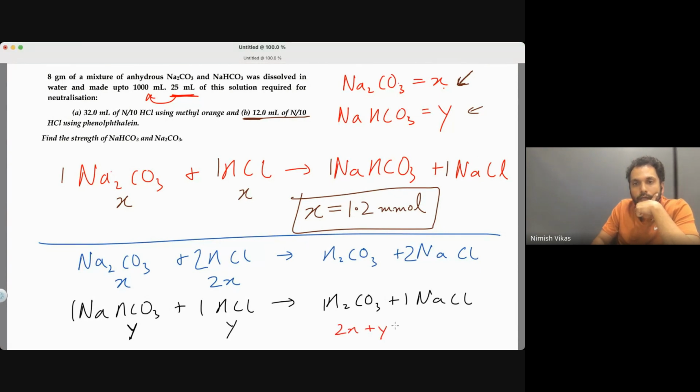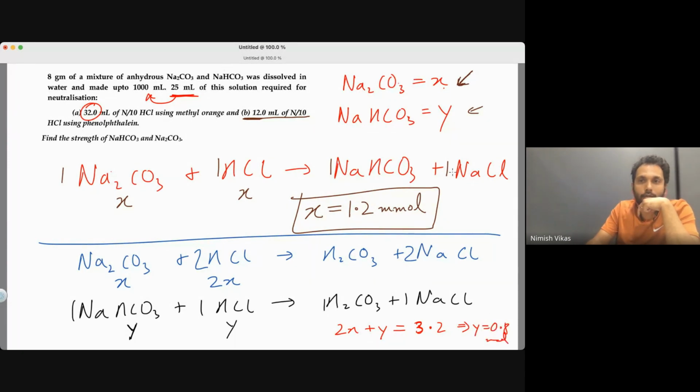So this time the equation is 2x plus y is equal to, how much have they said? 32 into 1 by 10, so 3.2. Very luckily we already have the x value. How much is the x value? It is 1.2. So 2 times 1.2 is 2.4. So y is equal to 3.2 minus 2.4. So y is equal to 0.8.